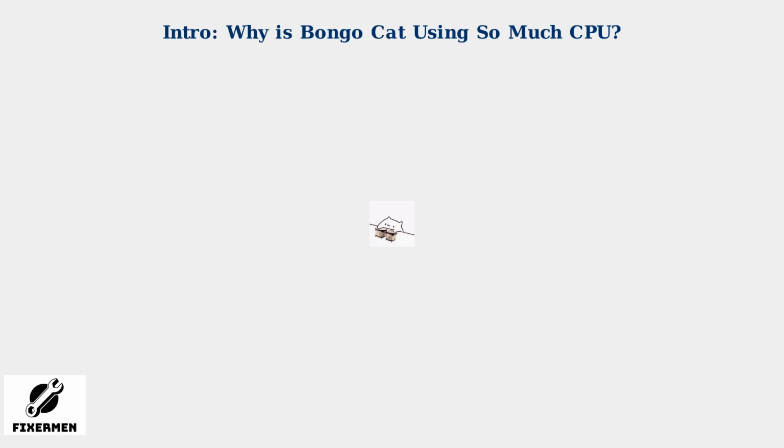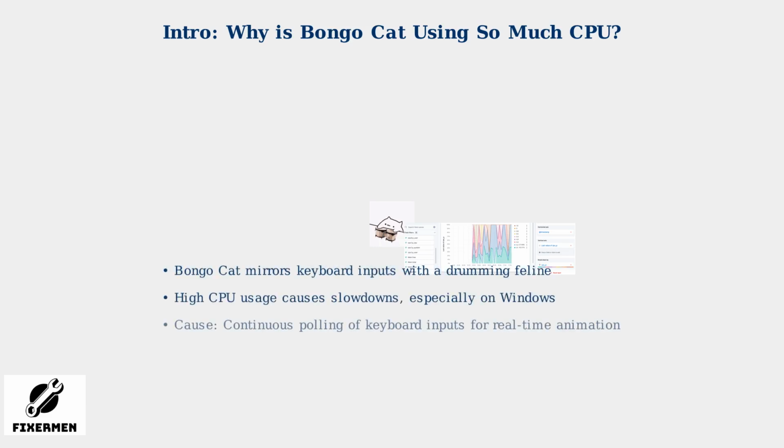sacrificing performance. The primary cause stems from how Bongo Cat constantly monitors your keyboard inputs to animate the cat in real time. This continuous polling, while necessary for responsiveness, can consume significant CPU resources if not optimized.